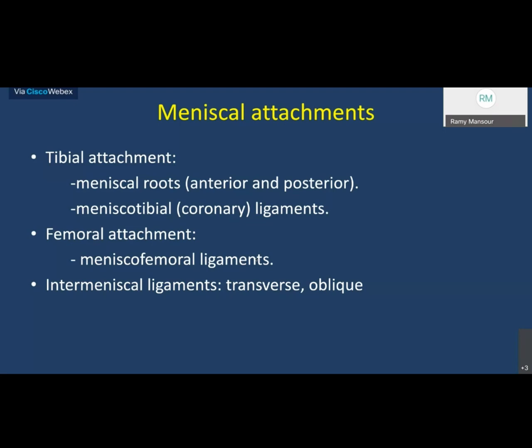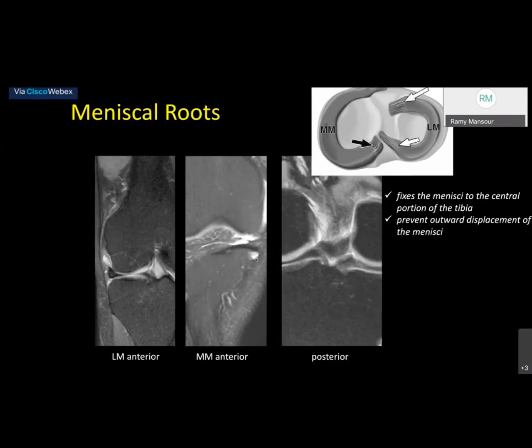There are also femoral attachments, which we call meniscofemoral ligaments, and the menisci are attached to each other by what we call the intermeniscal ligament. But both the meniscofemoral and intermeniscal ligaments, whether transverse or oblique, have no role in stabilization of the meniscus. Until now, we don't know their function, but we have to know that they exist.